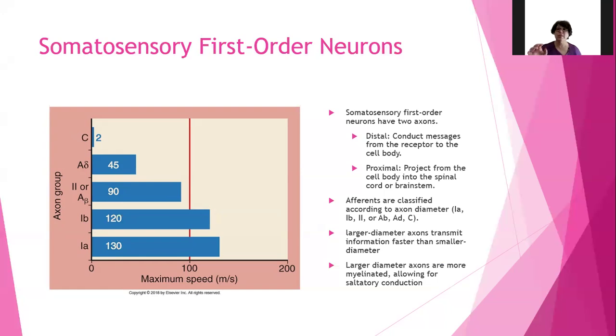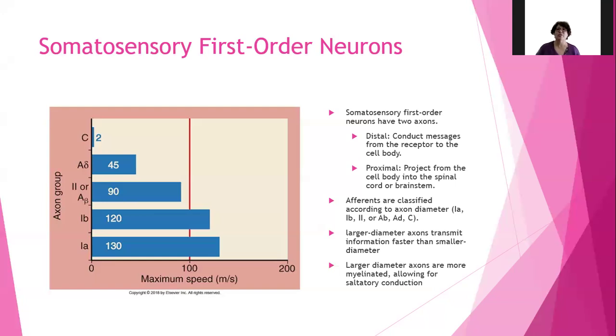Afferents are classified according to axon diameter. So from largest diameter to smallest, it's 1A, 1B, 2, A beta, A delta, or C fibers. And yes, it is annoying that they don't use a consistent lettering, numbering, but that's just how it is. Get used to being annoyed because that's how it is.